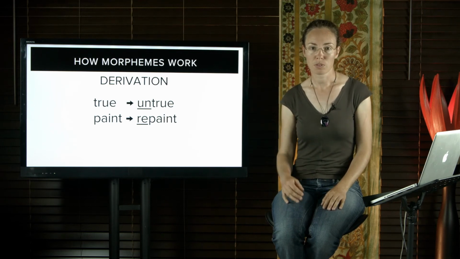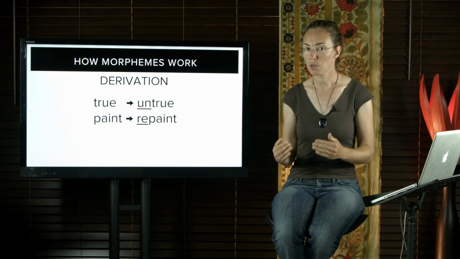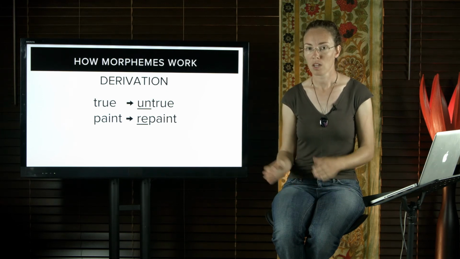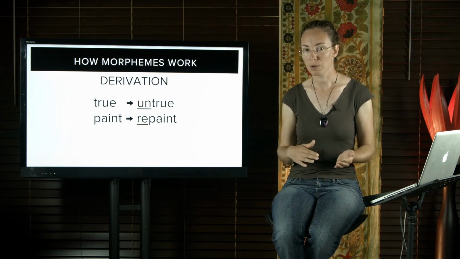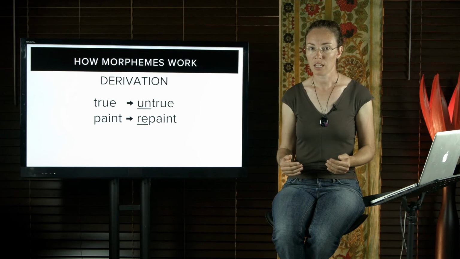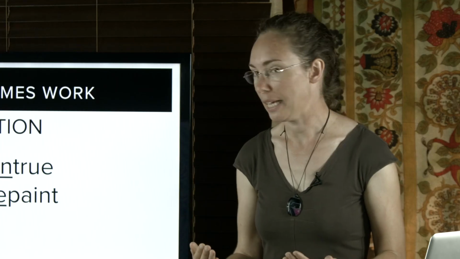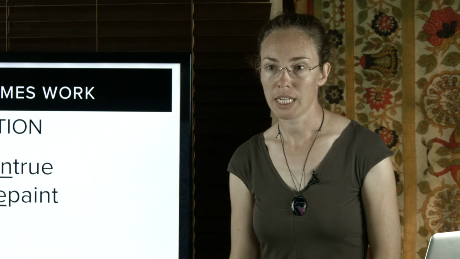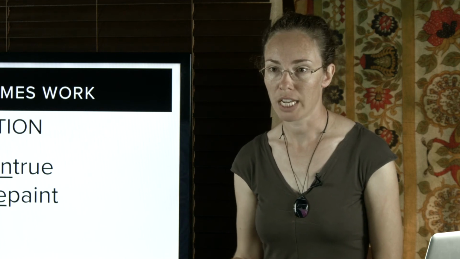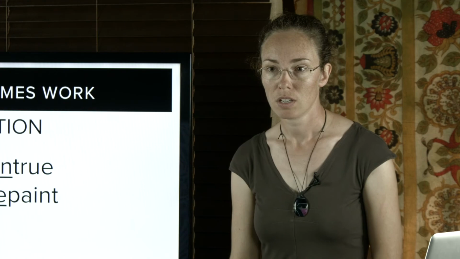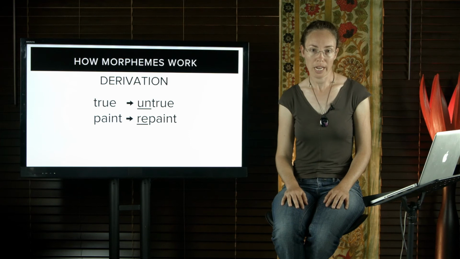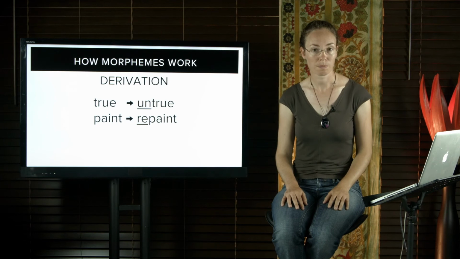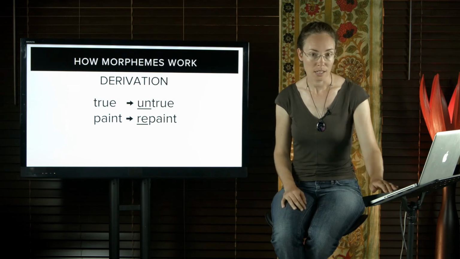In these examples, although the meaning changes, the type of word, the word class, stays the same. True and untrue are both adjectives, and paint and repaint are both verbs. The important thing is that derivation always changes the meaning. As well as changing meaning, derivation can also change the type of word, the word class. So we saw that in our first example, walk is a verb referring to an action. Walker is a noun referring to a kind of person. So you can see this in these examples.